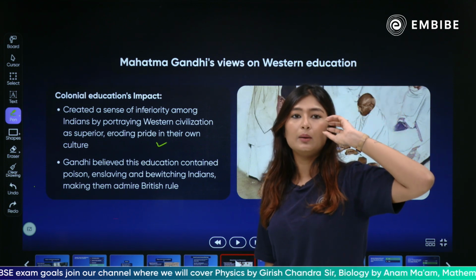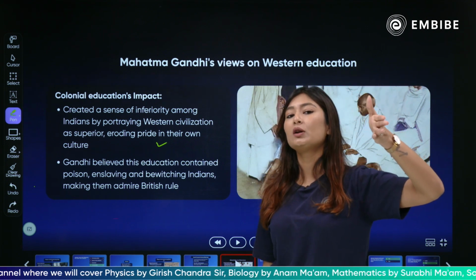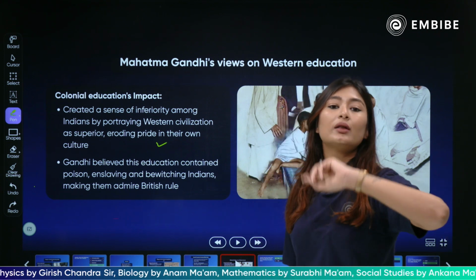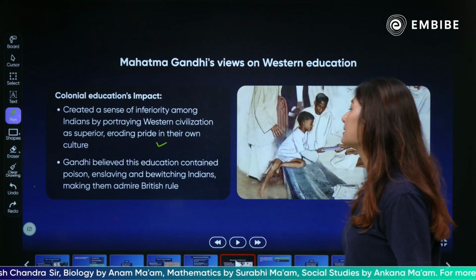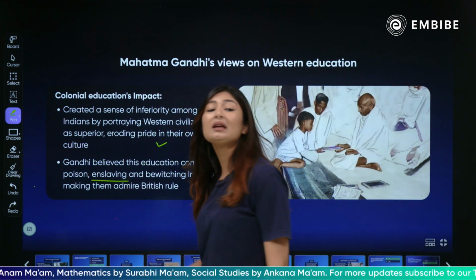आप उन 10-12 साल में एक पर्टिकुलर चीज को मानने लग जाओगे, कंडीशन हो जाओगे, you'll start believing what you're being taught. Then when you come out of these schools, you'll always praise the Britishers and not the Indians, which was not good for the Indians. He believed that it contained poison, it was enslaving, gulami.